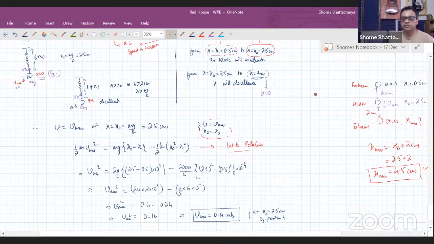Okay, so if you're done with this part, just try to verify this result that I've got by using the work energy relation. I've just used the symmetry here. This is the symmetry of the vertical oscillation.